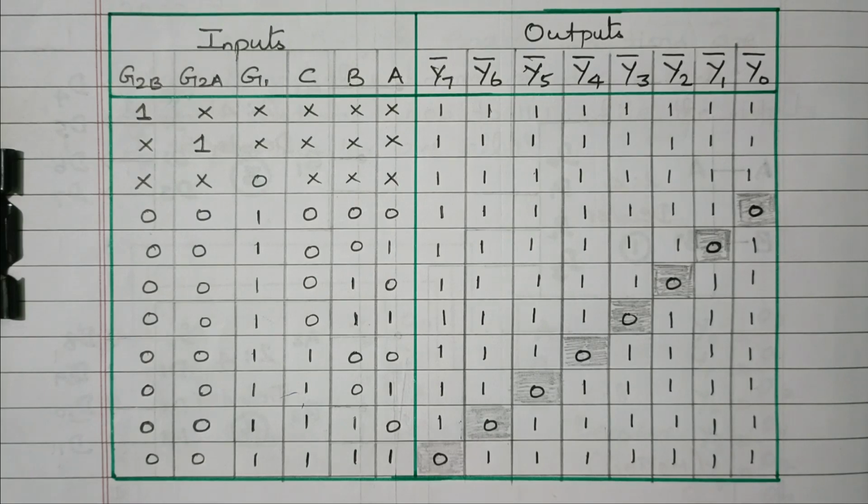And also we have 3 different enable inputs available. G1 is the normal input, active high. G1 equal to 1 means we are getting 8 different outputs. The other two enables are G2A and G2B, which are active low enable inputs.